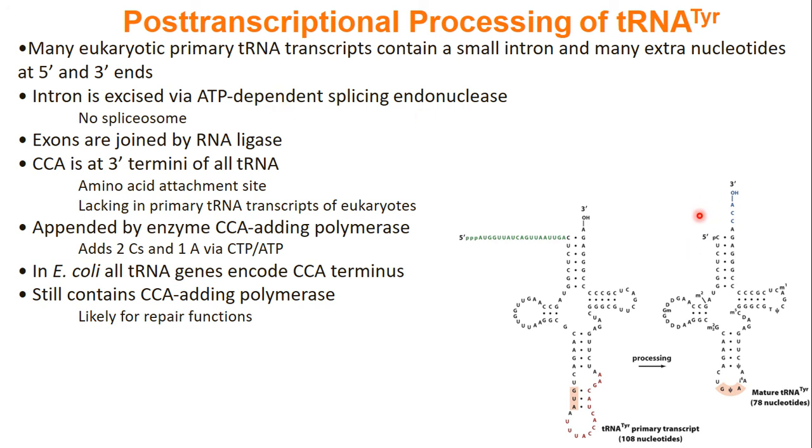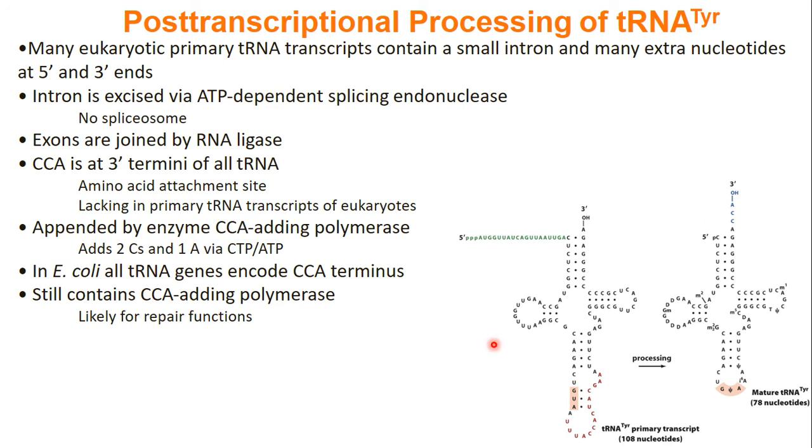At the 3' end of every tRNA is CCA. And this is where your amino acid will actually go, on the end of the CCA. Now, in the primary transcript of eukaryotes, we don't have the CCA. That's what we're showing right here. So we need to add the CCA by a polymerase. And it will use CTP and ATP to add our new nucleotides here. Now for E. coli, the CCA is already in the gene. So we don't need an enzyme to do that.